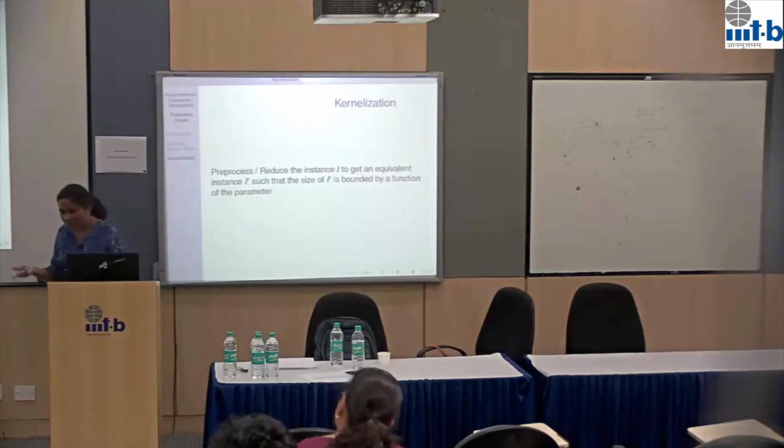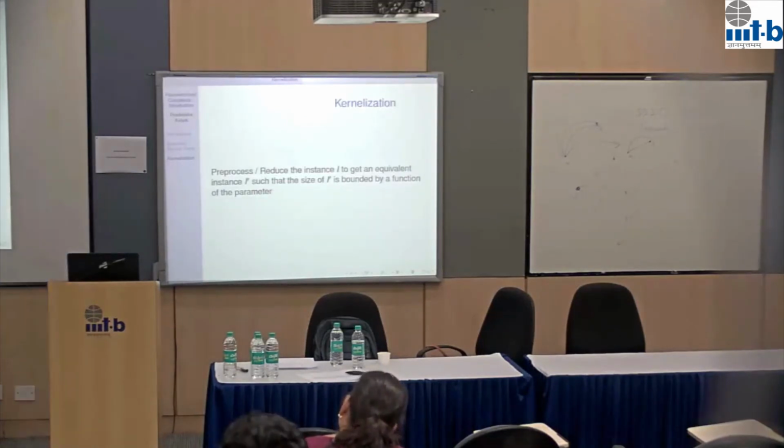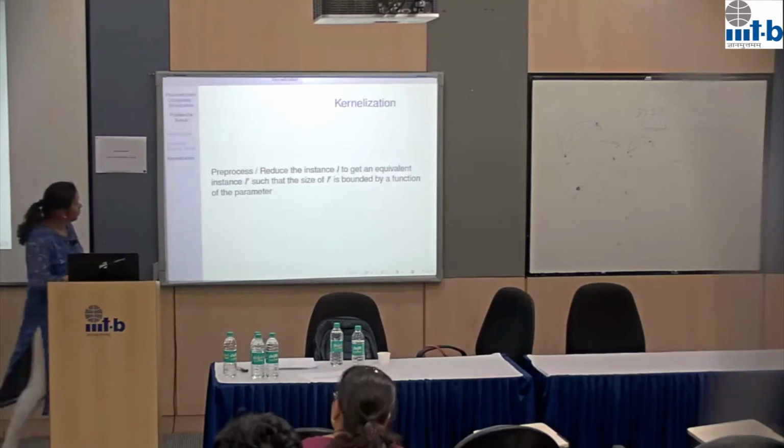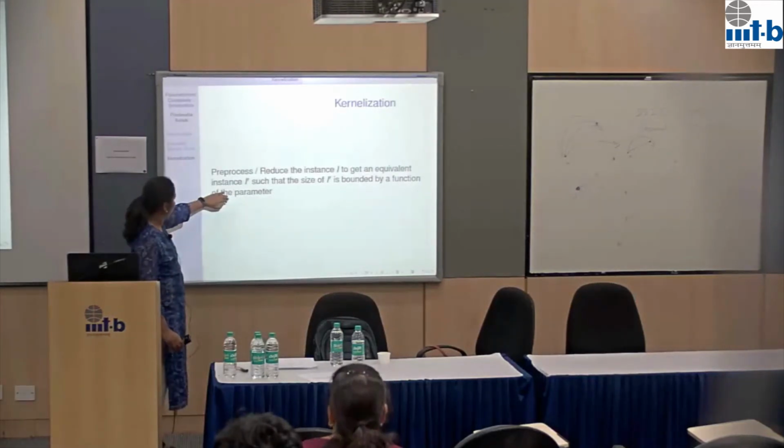Then this reduced instance, you can either use some other technique like a branching algorithm on it, or you can even brute force. By brute force you solve it, and still you get an FPT running time. Okay, so that is kernelization. So pre-process, reduce the instance to get an equivalent instance.